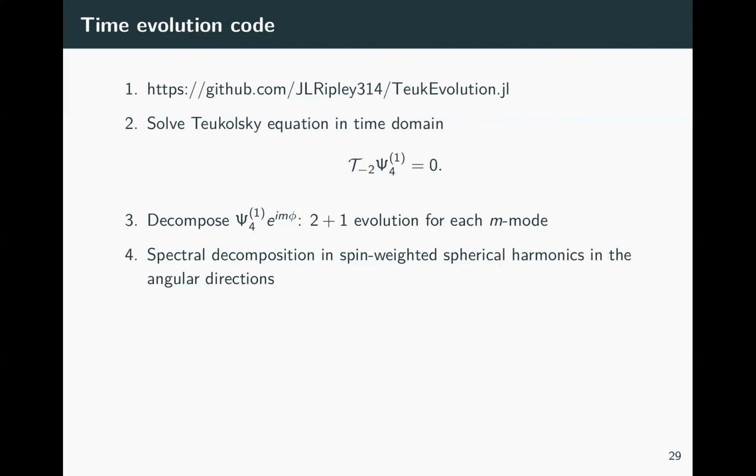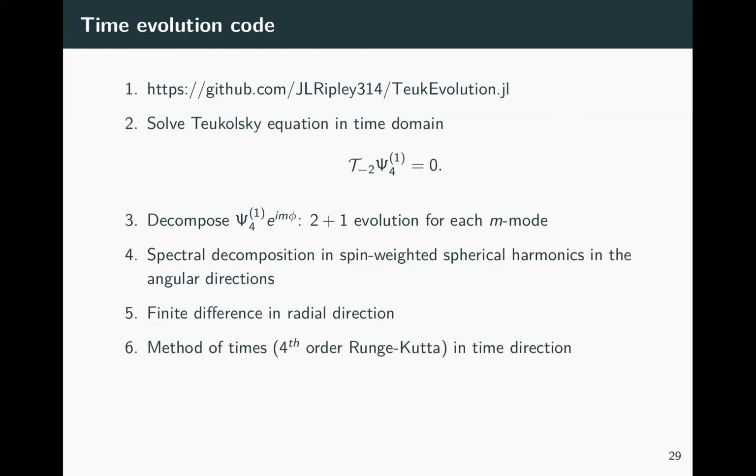We'll again use this spectral decomposition in the angular direction, and then we'll use finite differences in the radial, which turns out to be more convenient, especially for near extremal spacetimes, than using pseudospectral. And we'll also use a fourth order Runge-Kutta code. So again, if you want more details, please ask, or you can look at the code online.